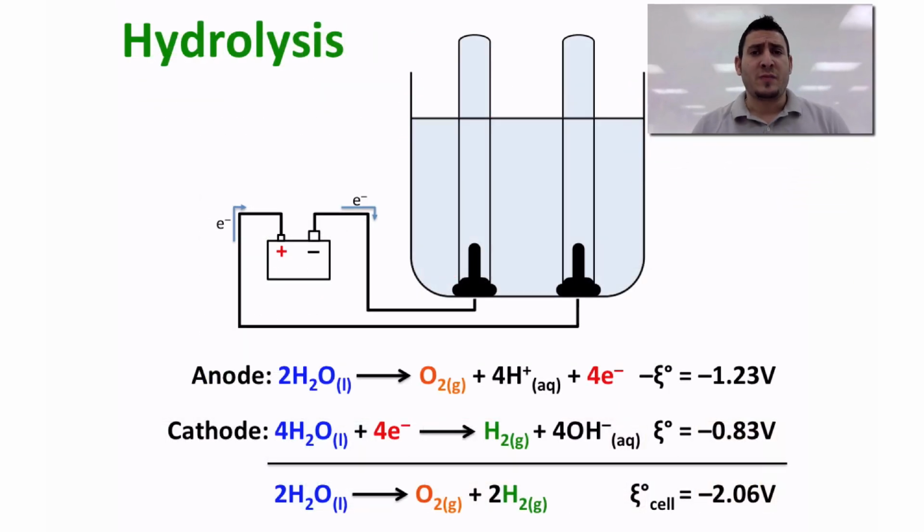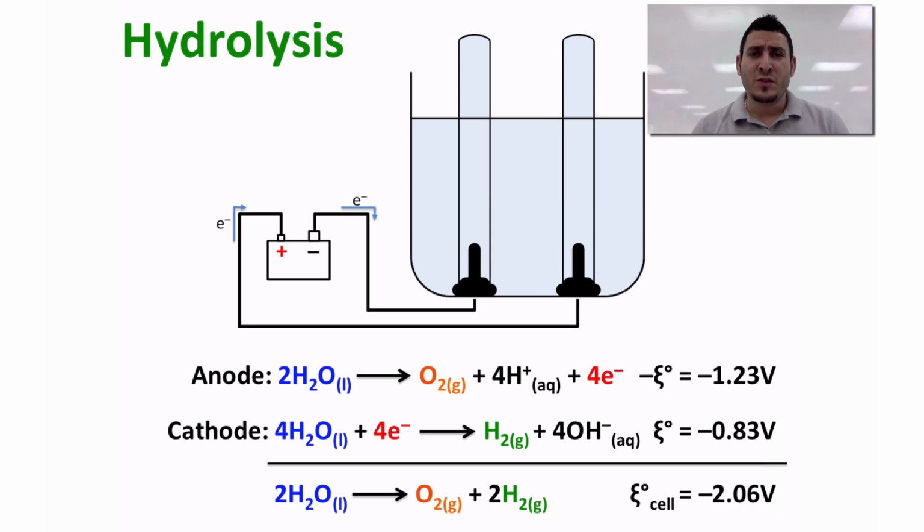Let's take another example of an electrolytic cell, which is hydrolysis or electrolysis of water. We know that hydrogen and oxygen will combine spontaneously to form water. The free energy released can be used in a fuel cell to produce electricity.